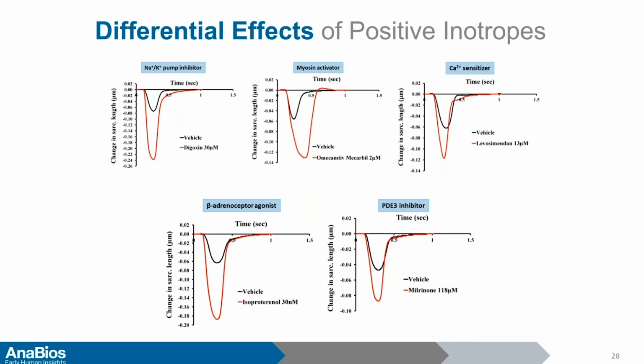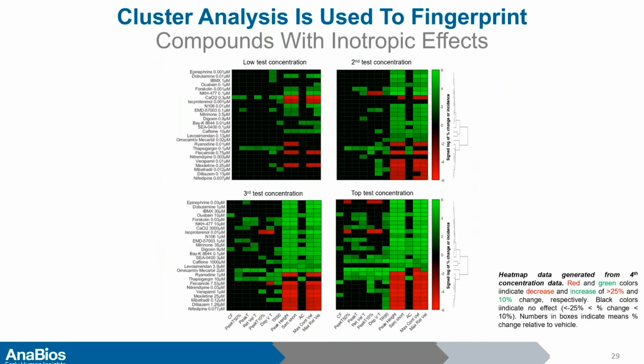To get more mechanistic information about the mechanism of action, we conducted a cluster analysis. In this analysis, we assessed the effect of the 17 positive inotropes and also 9 negative inotropes on 12 different parameters that we can derive from the contractility transient. Looking at these 4 heat maps, you can see that the effect of compounds on these 12 different parameters is concentration dependent.